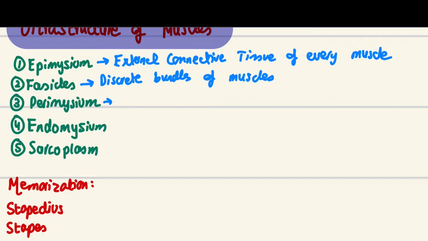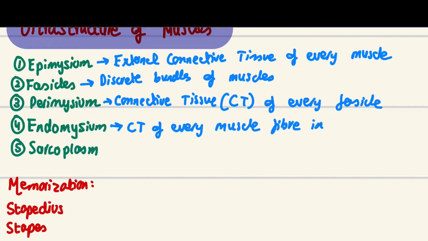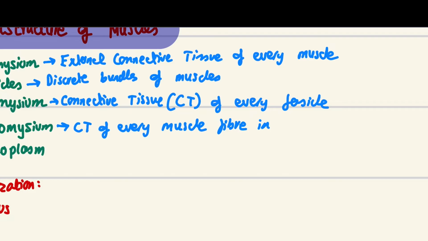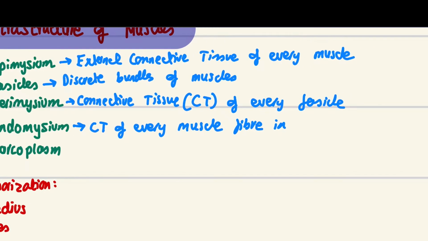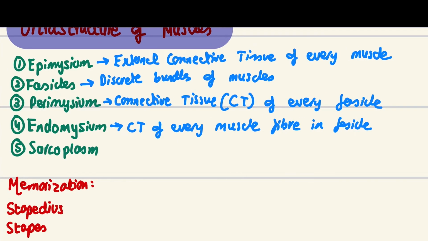Alright, what is a perimysium? Perimysium is a connective tissue layer. Alright, connective tissue as CT in the future now. Connective tissue layer of every fascicle. Alright, so now what is endomysium? Endomysium is connective tissue of every muscle fiber in your fascicle. Sorry, I just had a very long day.